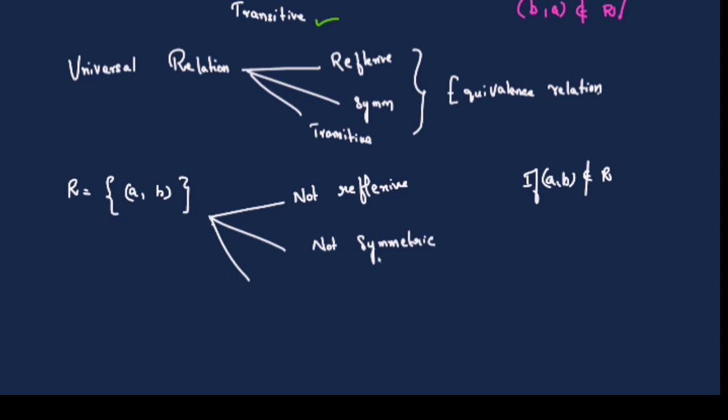Is it transitive? Transitive, when will you say? If AB and BC, BC is not there, isn't it? The condition itself is not there. The if condition, if AB and BC, you are not able to take AB and BC. So we are not able to prove it is not transitive. So therefore it is transitive. So singleton relation is only transitive. It is not reflexive. It is not symmetric, but it is transitive.